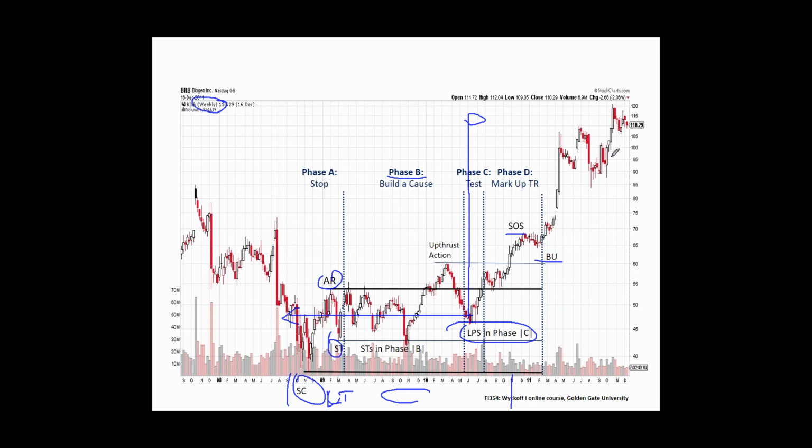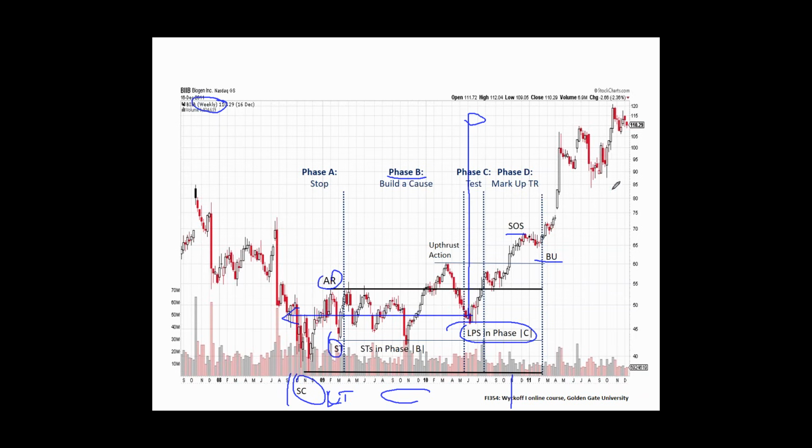We are just looking to identify the preconditions that set up large markup phases so that we can campaign and participate in these large markups and participate in the very best ideas which the composite operator is operating in.